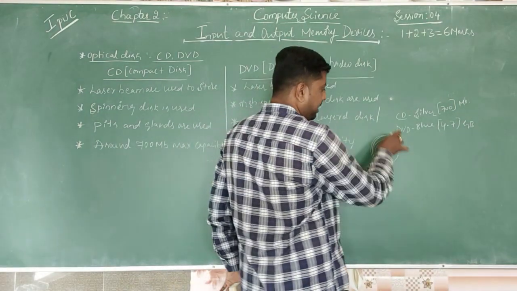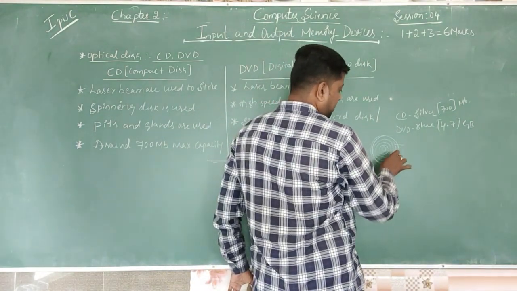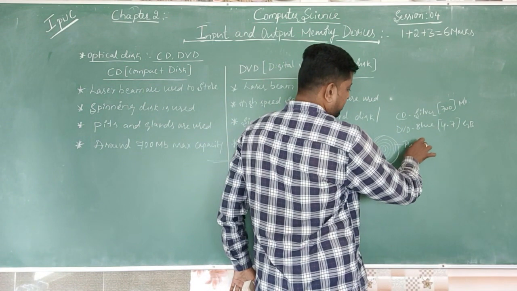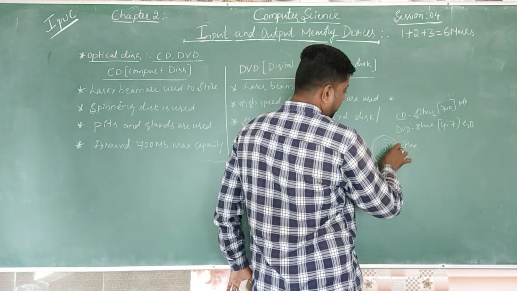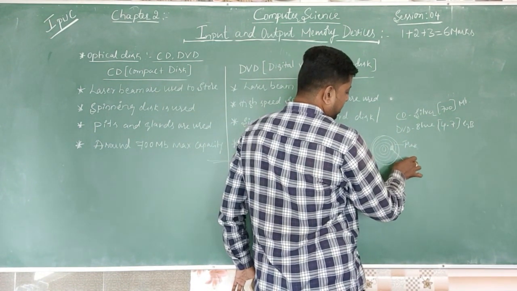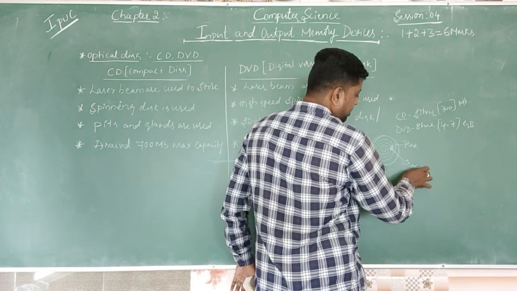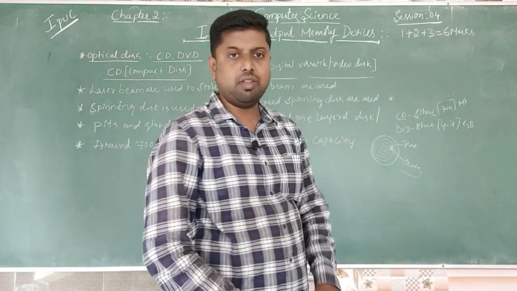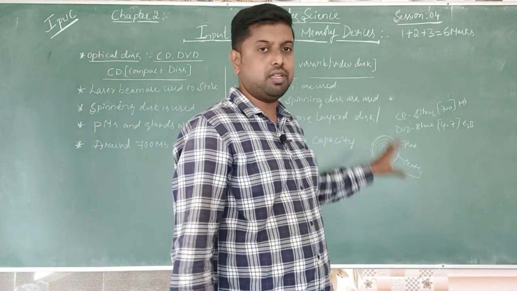The same concentric circles are what we call tracks. And in between the tracks, the information that is stored is what we call sectors. Same technology, everything is the same as the hard disk, but somewhat different with the capacity.